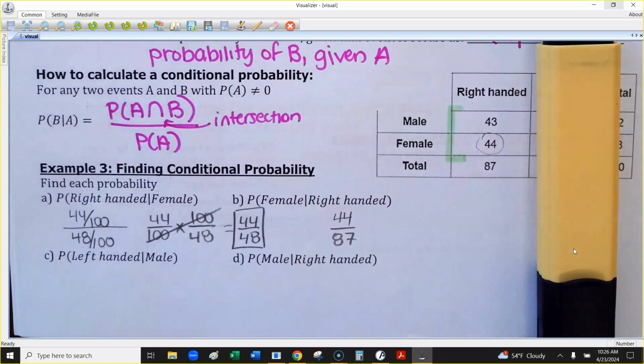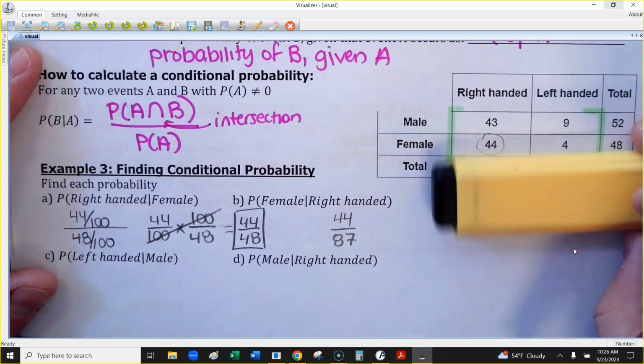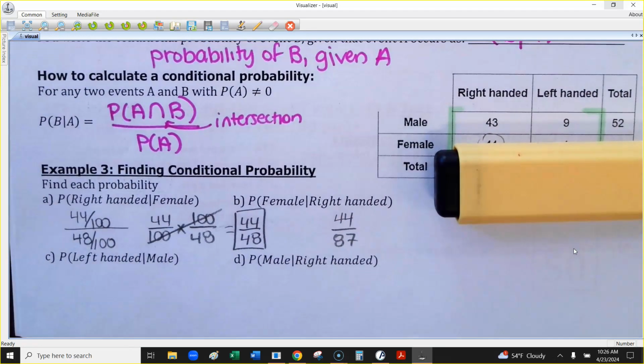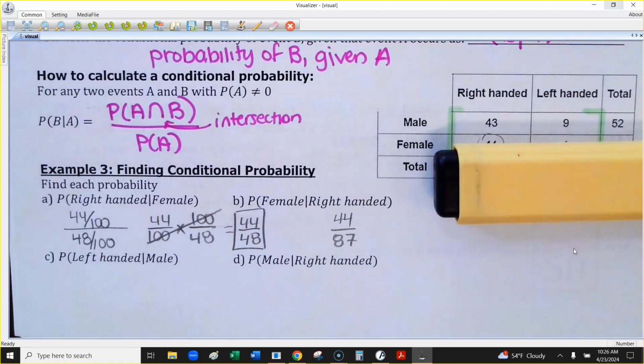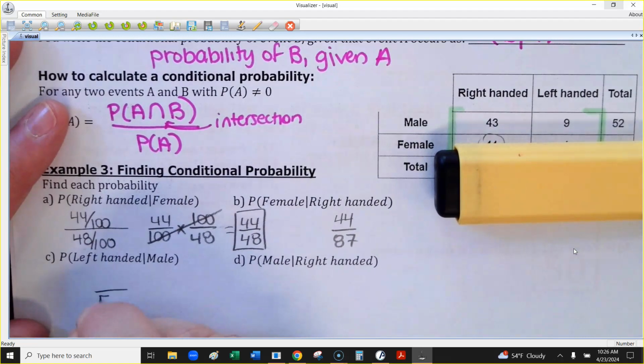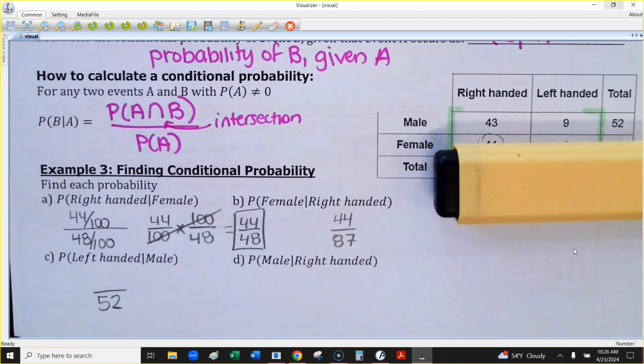If I do left-handed given that they're male, I would just cover up everything except the line where we're talking about guys. So given that they're male, there's 52 people in that table that are male. And the probability I grab a left-handed person would be 9 out of 52.